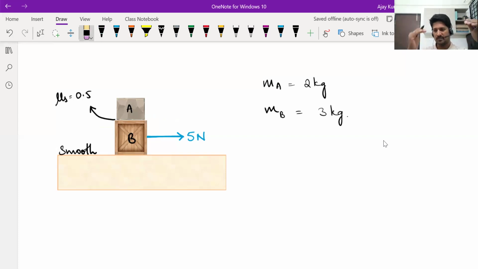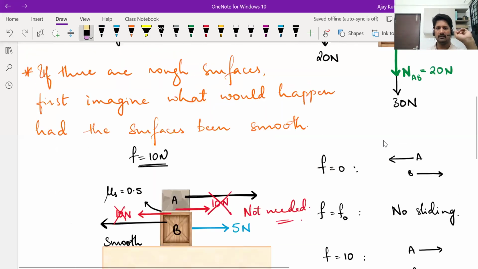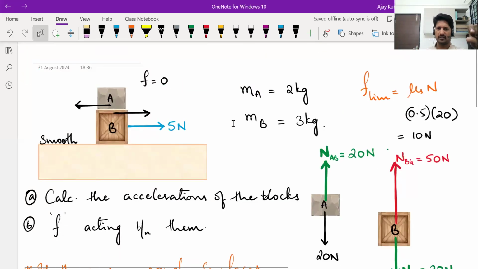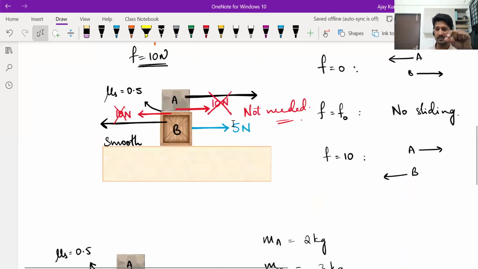Now, based on all these observations, we can tell one thing. For zero friction, there was one kind of sliding. For maximum friction, there is sliding in the opposite direction. So friction need not increase up to the maximum extent. That we can tell for sure. And if friction is not increasing up to the maximum extent, that means the friction acting is static in nature. Static friction will act in this case, and it will successfully make the blocks go together.